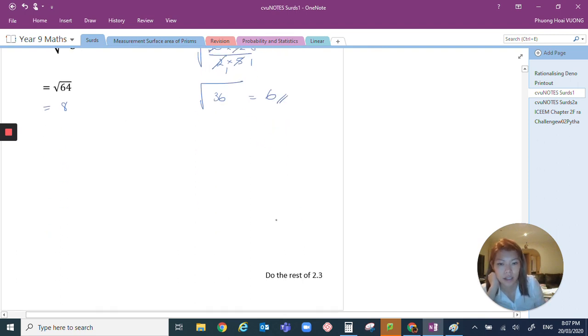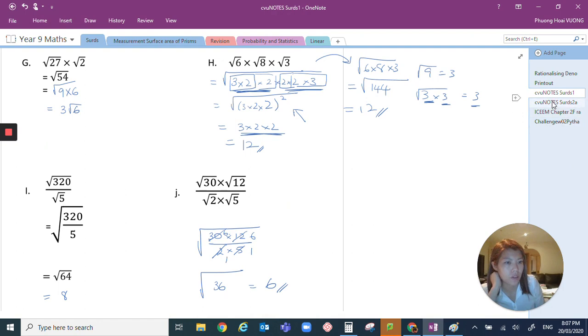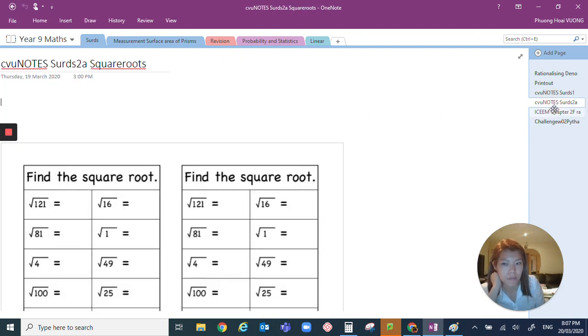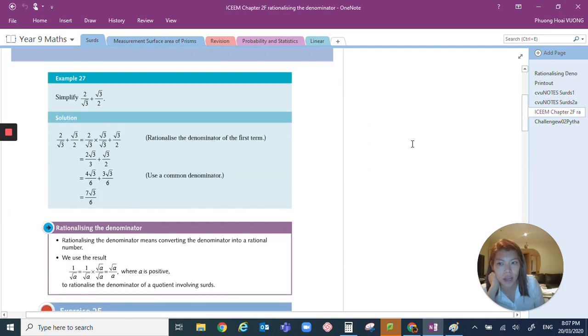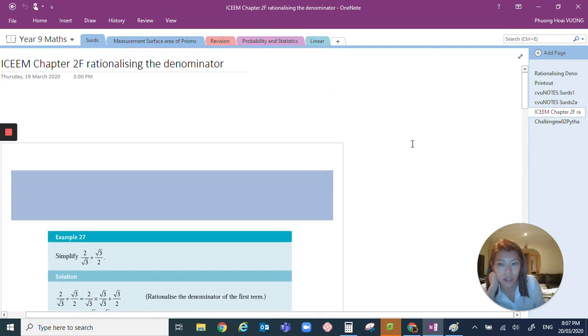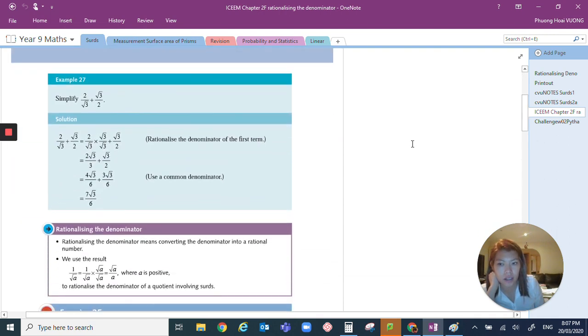Okay. So that is revision for surds. And then we had this sheet over here to remind us how to rationalize the denominator.